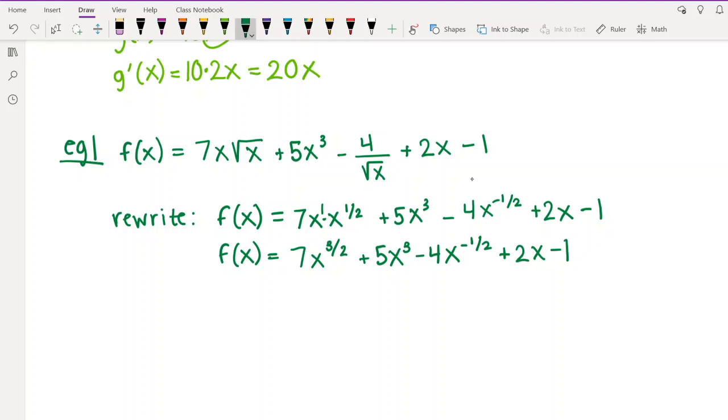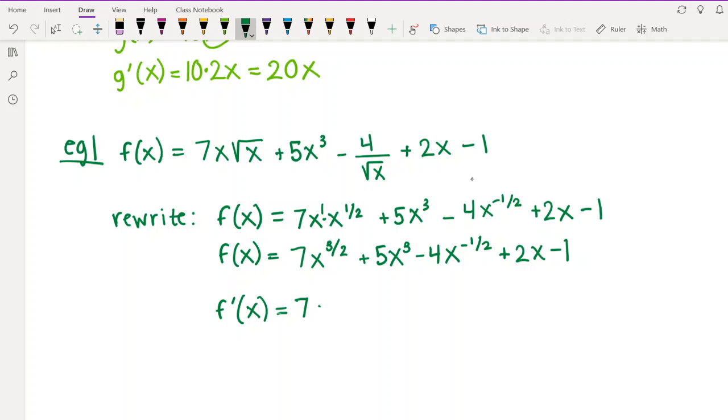Okay, so now let's take the derivative. What we're going to do is go through and look at each of these terms individually and take the derivative of each of them. Because they're just connected together by addition and subtraction, we're allowed to do that. So the first one, we're going to take the derivative of x to the 3/2, and then we're going to multiply it with 7. So we can just leave the 7 there. It's just coming along for the ride.